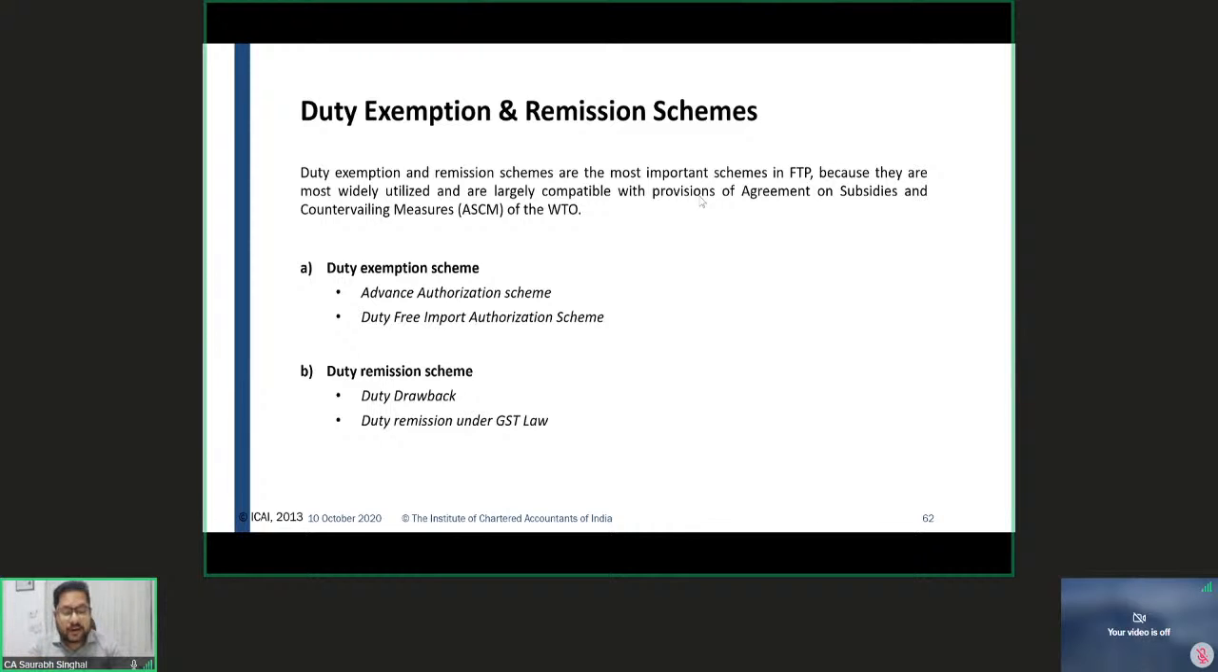Now, as we all know, duty exemption and remission schemes are two different schemes, part of the same chapter, chapter 4. In duty exemption, you have two schemes, advance authorization and DFIA, duty free import authorization scheme, which will exempt the taxes or duties on import of goods which are to be used in manufacture and then exported outside India. Whereas duty remission schemes are schemes wherein inputs are imported on payment of duty and then exported, and thereafter the duty paid is given as refund, which is two schemes: either duty drawback or refund of taxes paid on export with payment of tax, Section 16, option 2. So we are now discussing advance authorization, which is a part of duty exemption scheme.